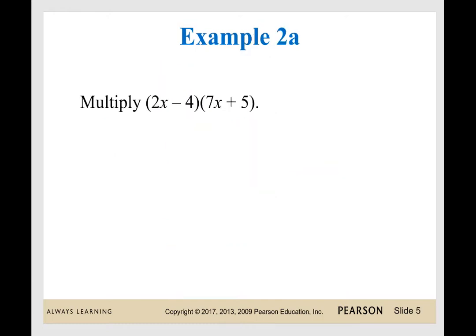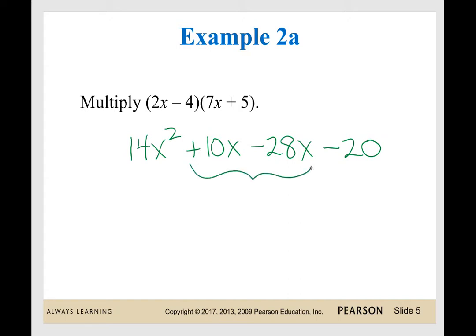All right, so if you want to pause and give it a try. All right, let's see if your work matches mine. So first would be 14x squared. Outer would be 10x. Inner would be negative 28x, and last would be negative 20. So there are the 4 terms that I'm looking for in that order, F-O-I-L. We're going to combine those 2 like terms. So my final answer is 14x squared minus 18x minus 20.